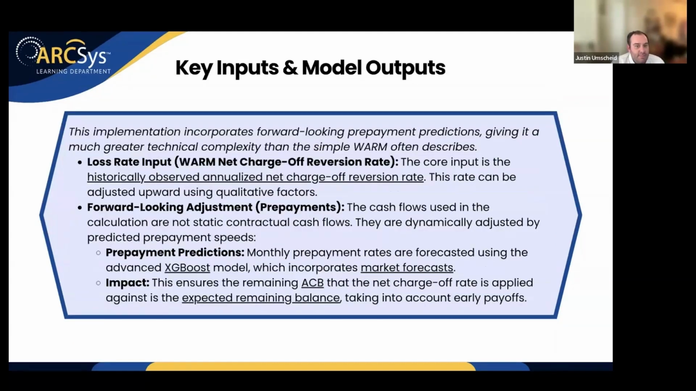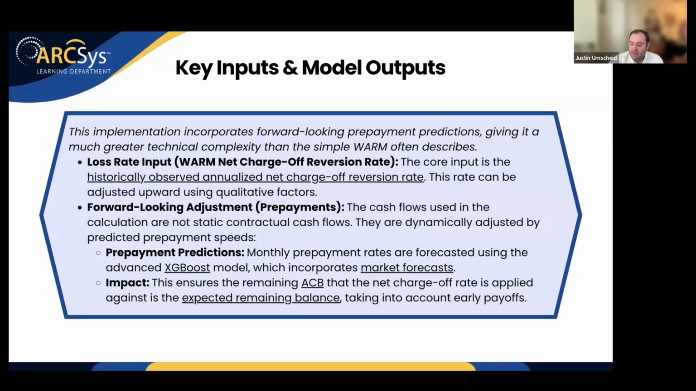So again, you have your loss rate inputs. You do need your expectations of prepayments. Now, this can be done sometimes through some models that use weighted average life to build in this prepayment expectation. Our models actually run at the loan level. So we just build in prepayment projections and reversion rates, just like we do in our discounted cash flow models. But we do use that annualized loss rate in the WARM model.